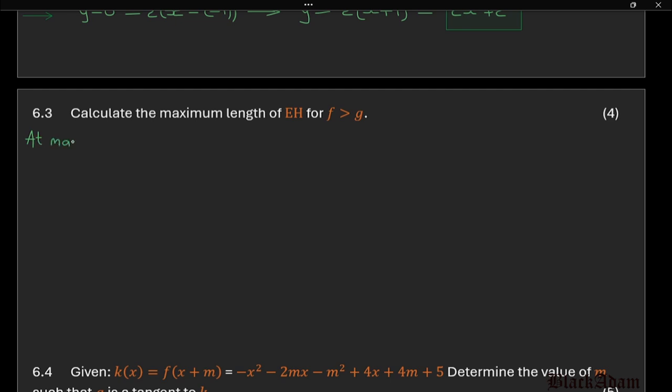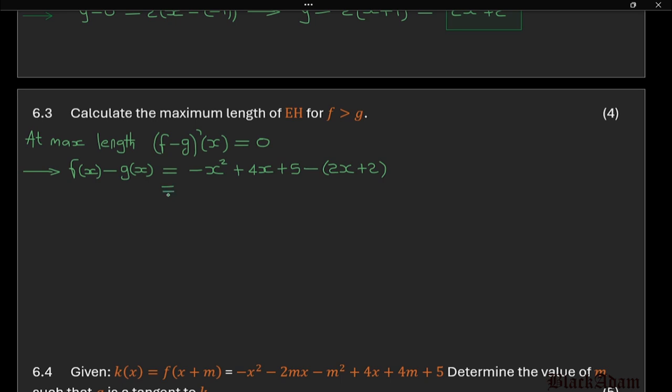So at max we have, let's say, length. Length would be graph F minus graph G. The derivative of the difference of the graphs must be 0. So remember to put the graph that is on top first. So the one on top is function f, graph f minus graph g. So the equation for graph f, that's minus x squared plus 4x plus 5, minus the equation for g, which is 2x plus 2.